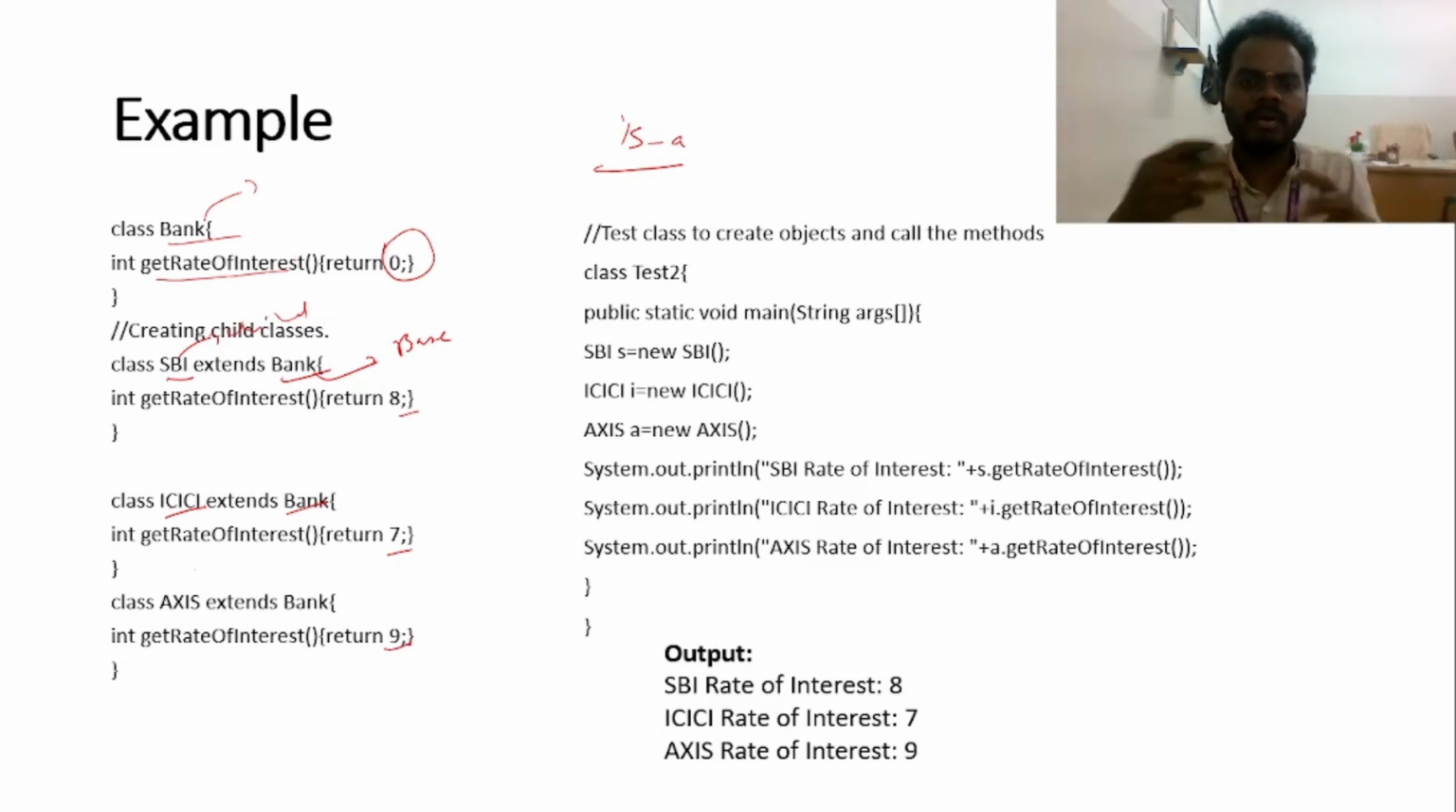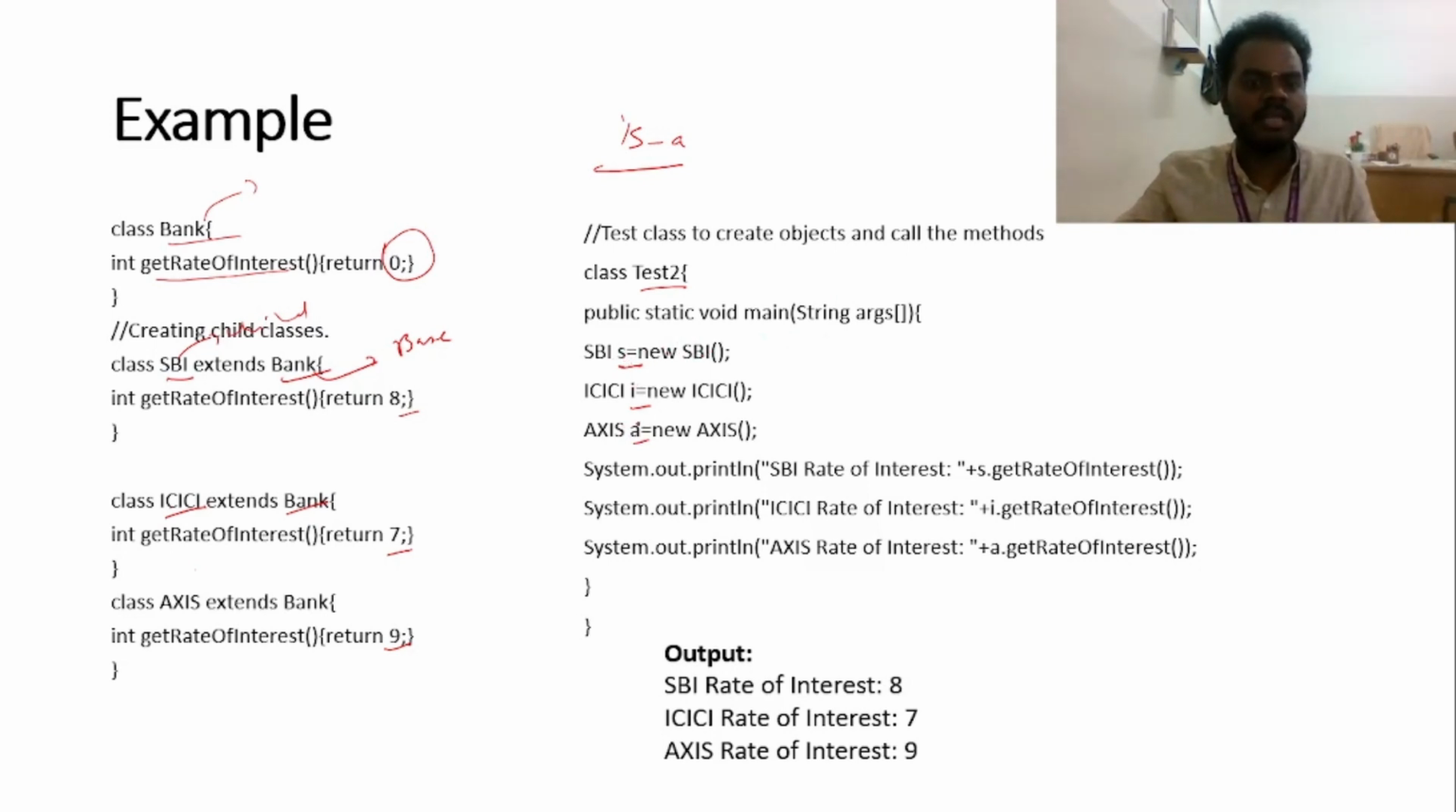So now we are going to call these with the help of the main function. I'm going to create a class called Test2. Under the main function, since I have three classes here, SBI, ICICI and Axis, the objects are S for SBI, I for ICICI and A for Axis Bank. So I'm going to create three objects. Creating an object in Java is very easy: class name, object name equals new class name.